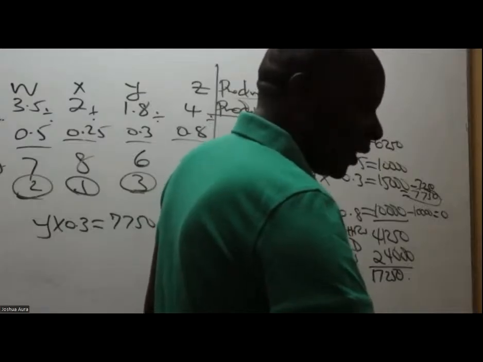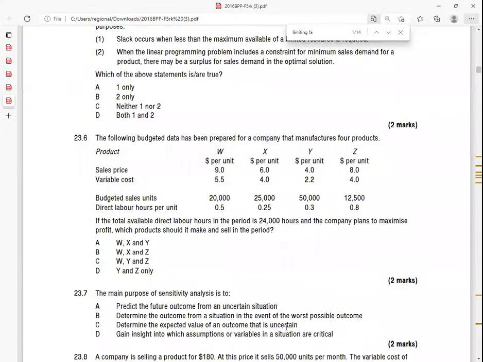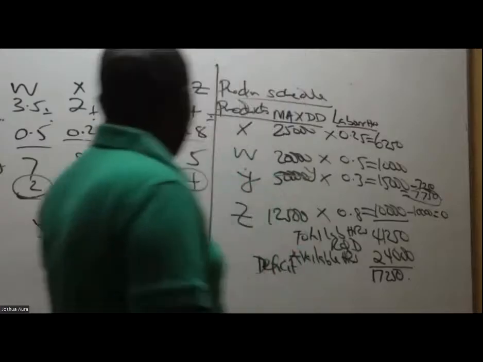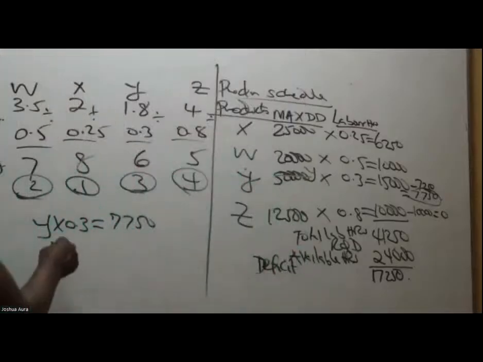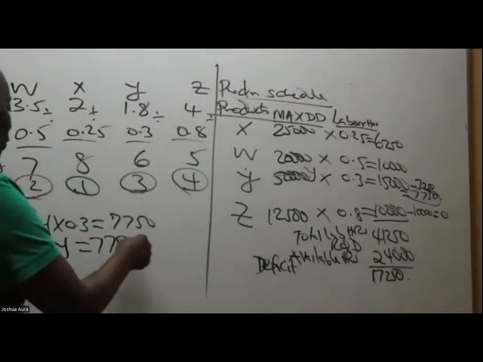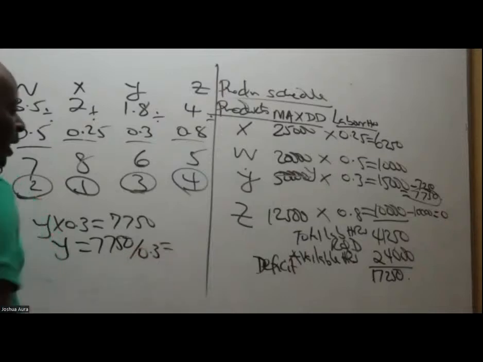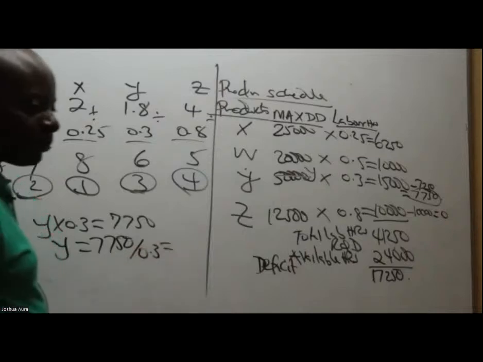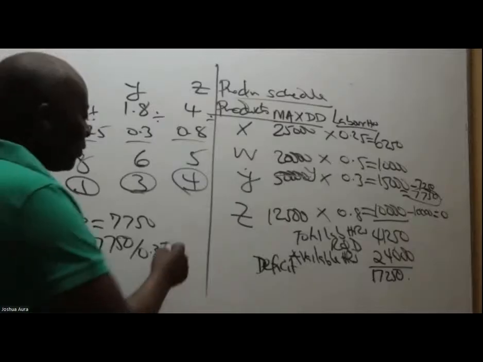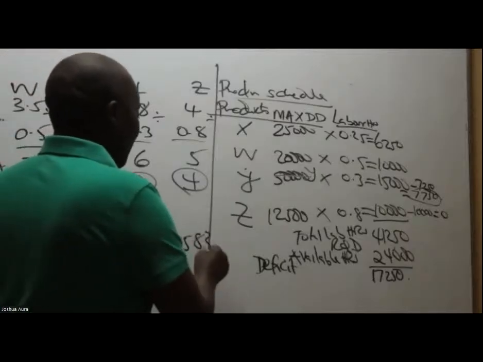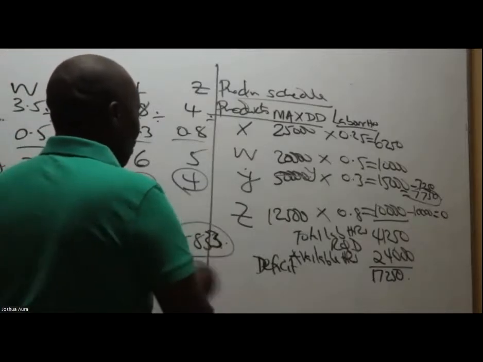24,000 is given in the question, you can see here. Total hours available, there are 24,000 hours available there. All right. So in this case, my Y will be equal to 7,750 divided by 0.3, which gives us how many units here, somebody? 25,833. Thank you so much.